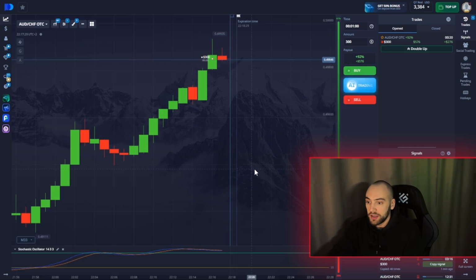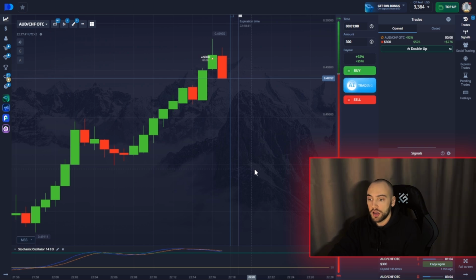I repeat that. It's essential to use it together with tech analysis. This indicator is often used with RSI, moving averages, and other indicators. So I will talk more about this multiple times in our upcoming videos.